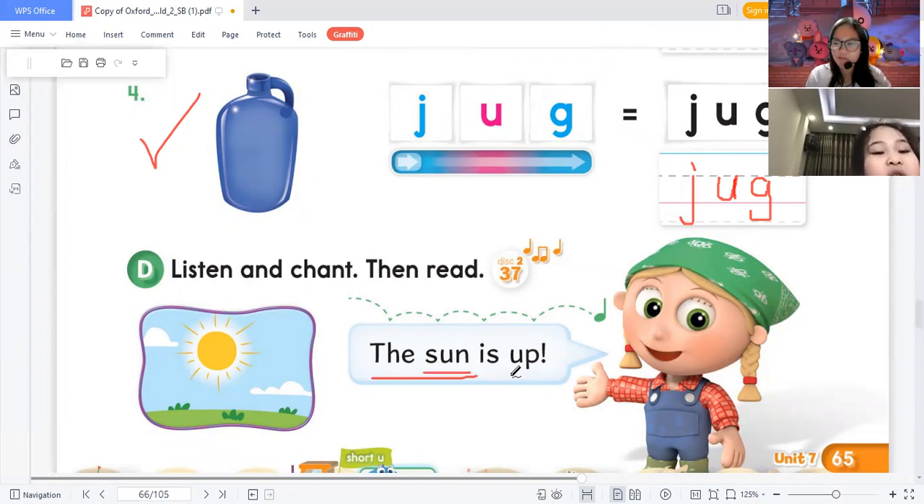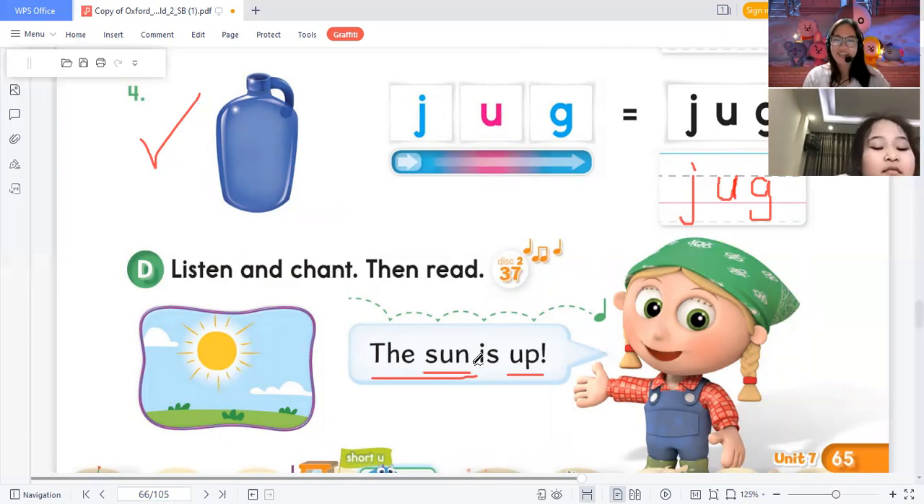The sun is up. Yes, like in the morning, right? Up, up, up, slowly, right? Slowly up, up, up. And then you see the sun in the morning. Oh, just like that. Yes.